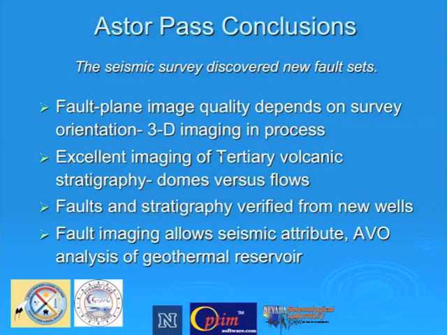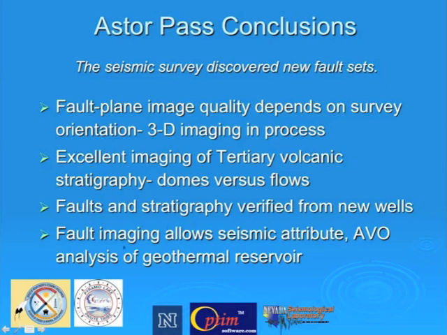So the seismic survey at Astor Pass discovered new fault sets entirely. We didn't get uniform quality of fault plane images. It depends on the survey orientation, and we're working on 3D imaging. The excellent imaging of the tertiary volcanic stratigraphy, domes versus flows, we didn't expect to be able to see that. And we verified the volcanic stratigraphy. We verified the faults with newly drilled wells, so it counts as a confirmation, as a blind test.